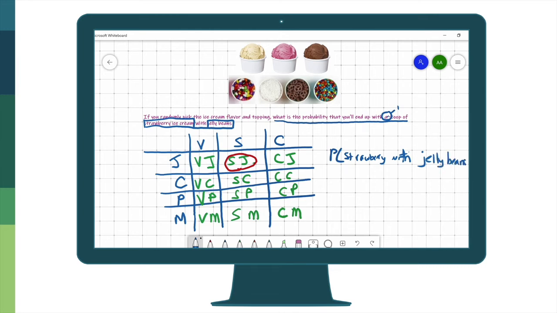And again, we're looking for the theoretical probability here. I ran out of space. I'm going to write it down here below. So I have one possible outcome, that is strawberry with jelly beans, out of how many total possible outcomes? 1, 2, 3, 4, 5, 6, 7, 8, 9, 10, 11, 12. Out of 12 total possible outcomes. So my probability of selecting strawberry ice cream with jelly beans is 1/12.